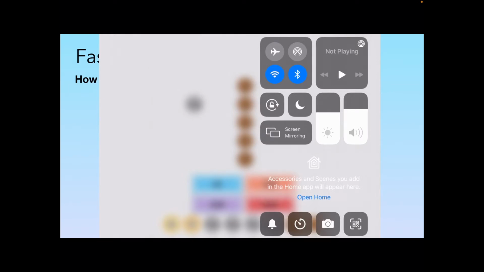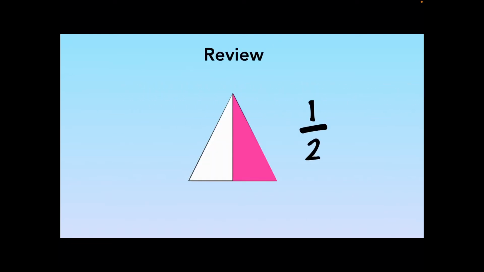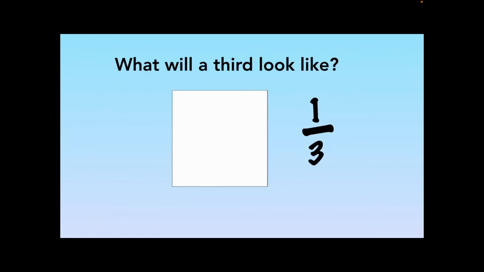The first way that we are going to look at thirds is by splitting a whole shape into thirds. But before we do that, we're going to have a quick review of what a half looks like. A half was when we split a whole into two equal parts and we shaded one of them, which represents our 1/2. And then we looked at a quarter, which was when we split the whole into 4 equal parts and we shaded one part. So my question to you guys is, what will a third look like?